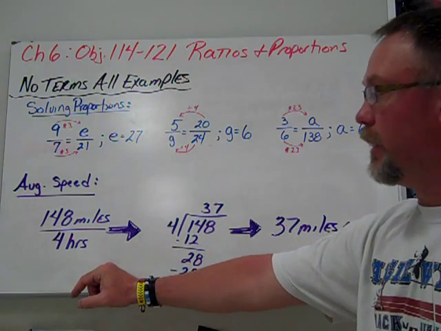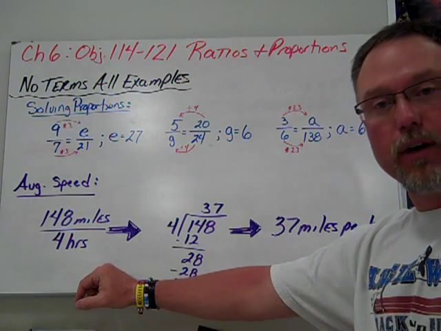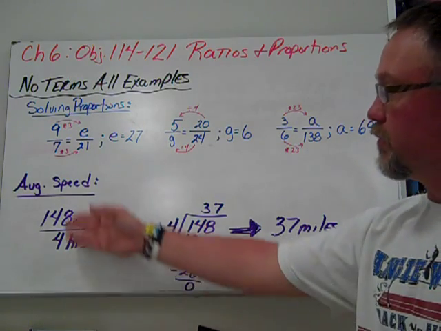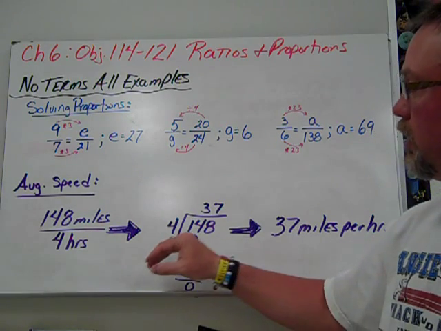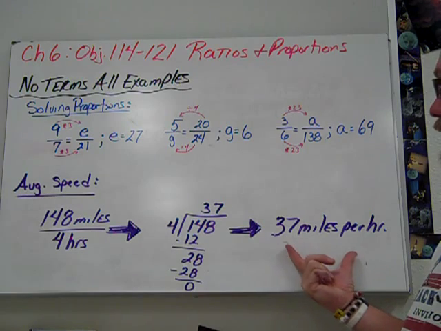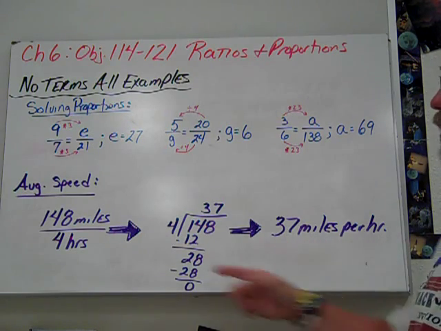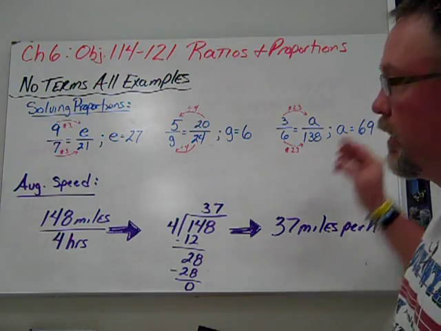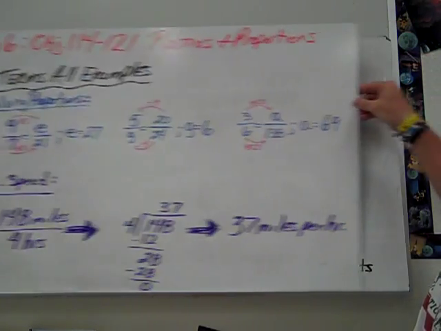Our average speed is similar to the unit rate that we talked about in the last section. 148 divided by 4, because we're finding an average, so we're going to divide. It comes out to be 37, which would give us an answer of 37 miles per hour. So divide 4 into that. That leaves me with 1 hour on the bottom, and again, that's what we define as a unit rate.